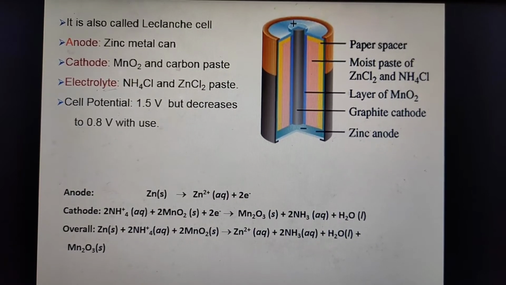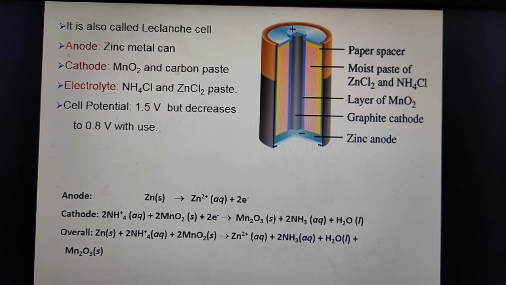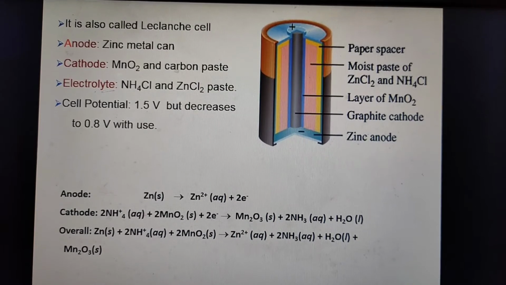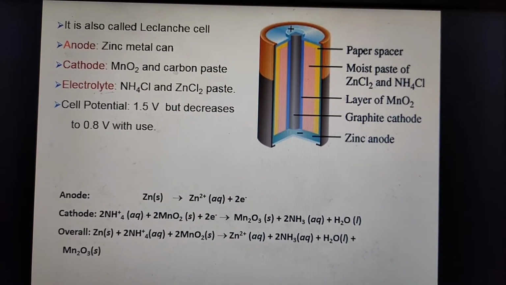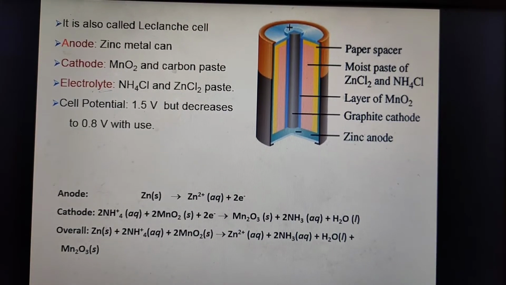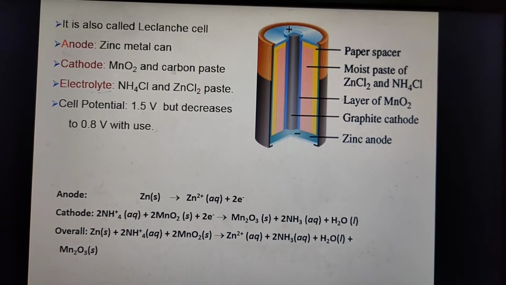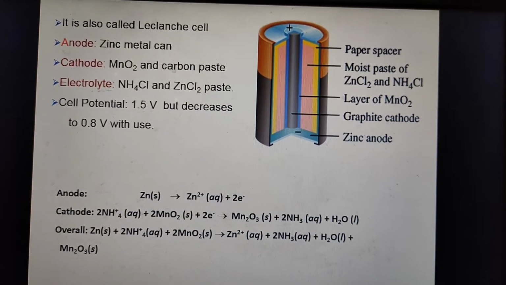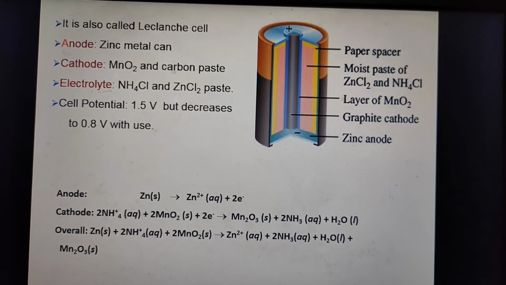And you see the figure of a dry cell. In the figure you can see the outer covering of paper, and inside we have the zinc anode, the metal cap there, and below that the carbon rod, that is the graphite rod, which is the cathode. Around the cathode you can see the paste of manganese dioxide and carbon, and after that a moist paste of zinc chloride and ammonium chloride.